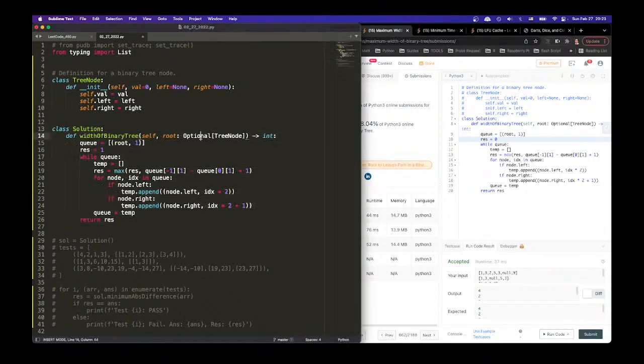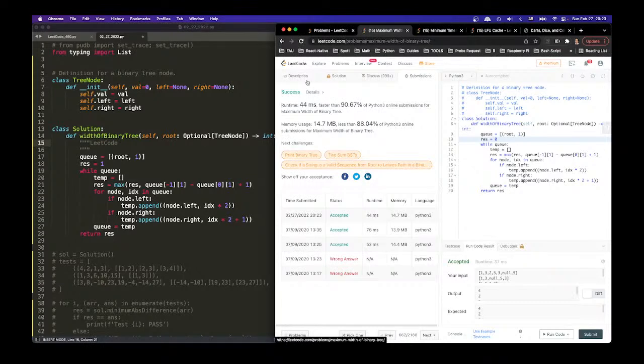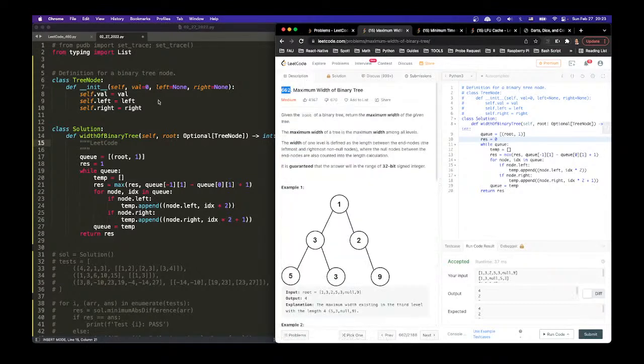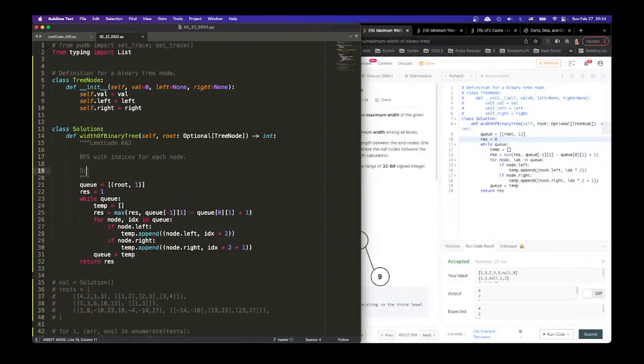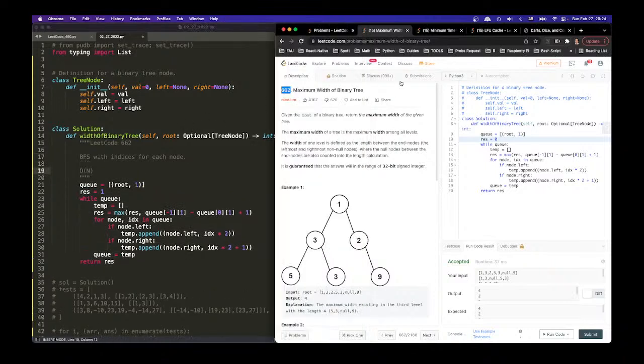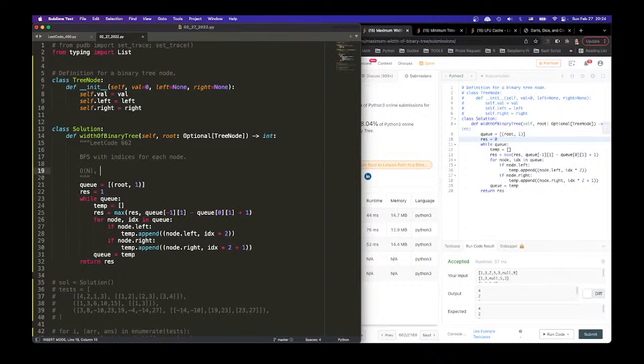I did pretty well. I got a 99% ranking. So, what is this? 662, right? BFS with indices, right? Indices for each node. It's O(N). 90%. No, I thought it was 99. It's not 99. It's only 90.